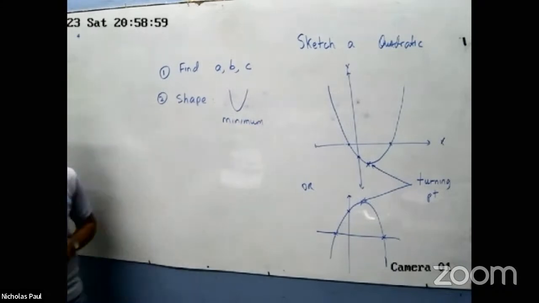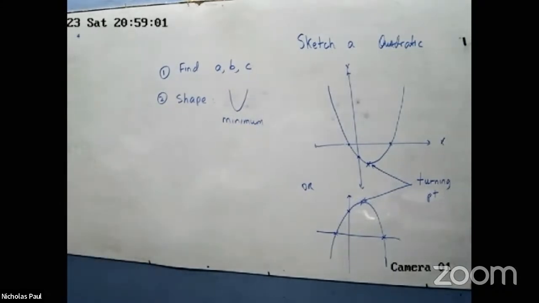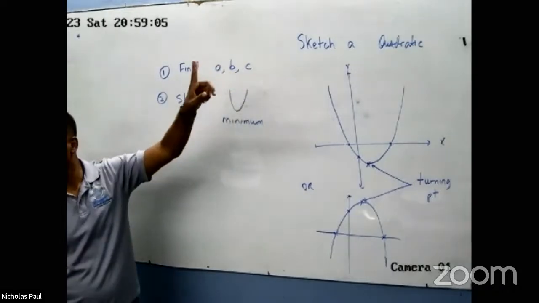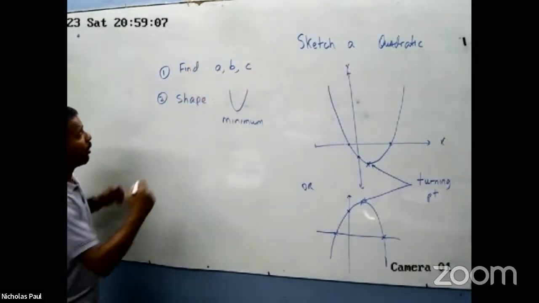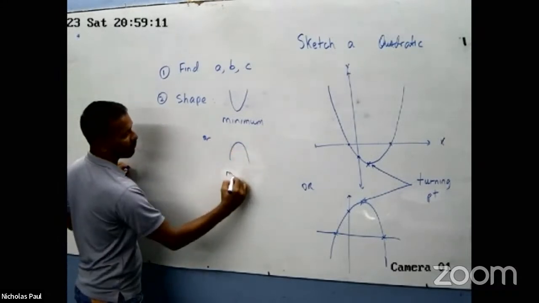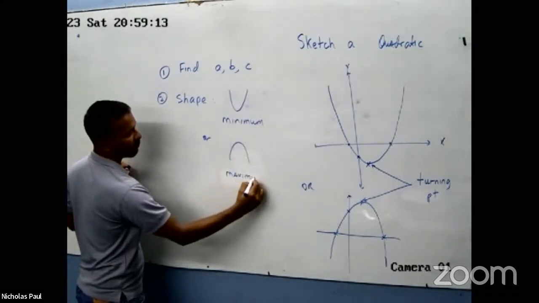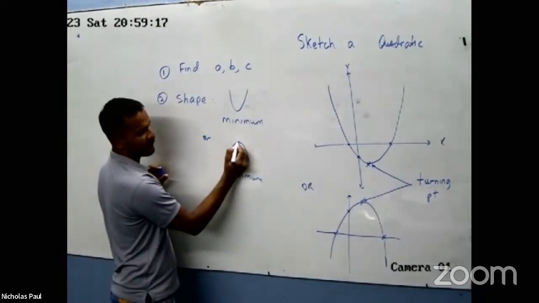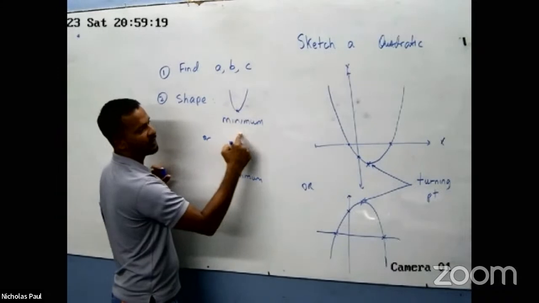Anybody can guess why they call it minimum? The reason they call it minimum is it comes down to a minimum and then goes back up. Or it could be a maximum. Maximum means it goes up to a maximum value. How do you tell with a minimum?